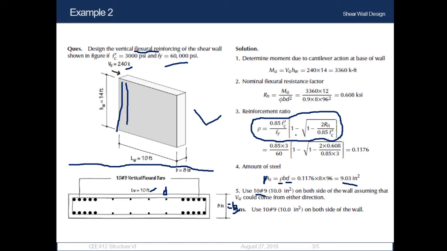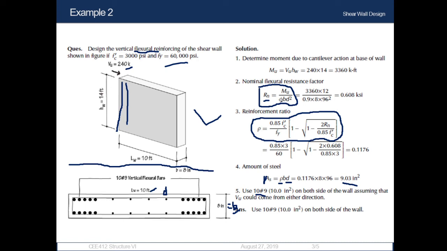Into 1 minus the root of 1 minus 2 Rn divided by 0.85 Fc prime. Here Rn is the nominal flexural resistance factor, and Fc prime we know obviously. To calculate the value of Rn, we need to use this formula. This is exactly the same formula that we used in Structure 5 to design the beam, so we are using the same formula of the beam.